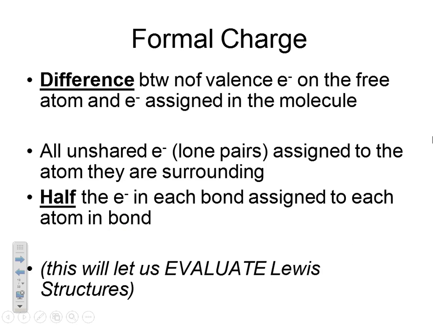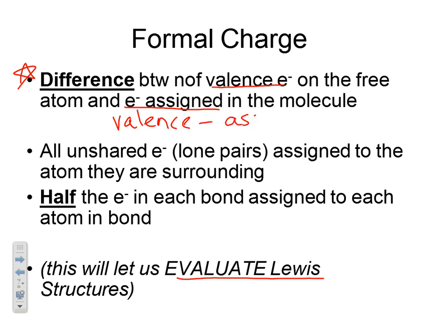Now, formal charge. Formal charge is a way to evaluate Lewis structures, especially if you have resonance structures. So formal charge and resonance structures really do go hand in hand. And formal charge is a slight calculation. It's the difference between the number of valence electrons that an atom has and the number of electrons you've assigned to it in the Lewis structure. So it's valence minus assigned, and it's always that order.